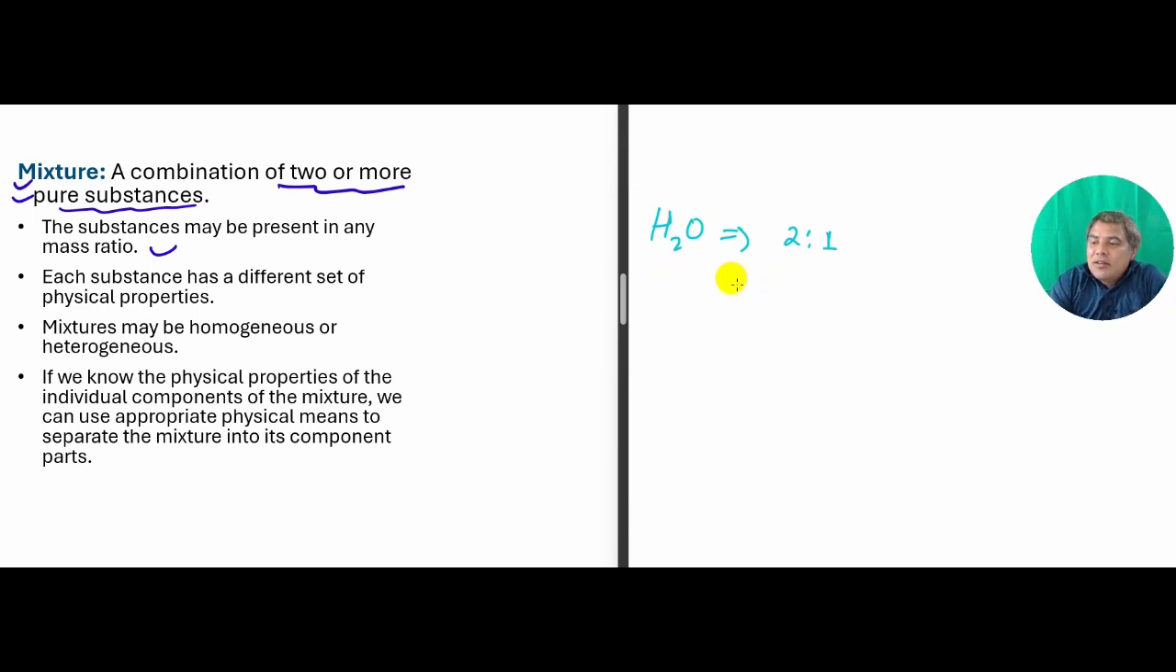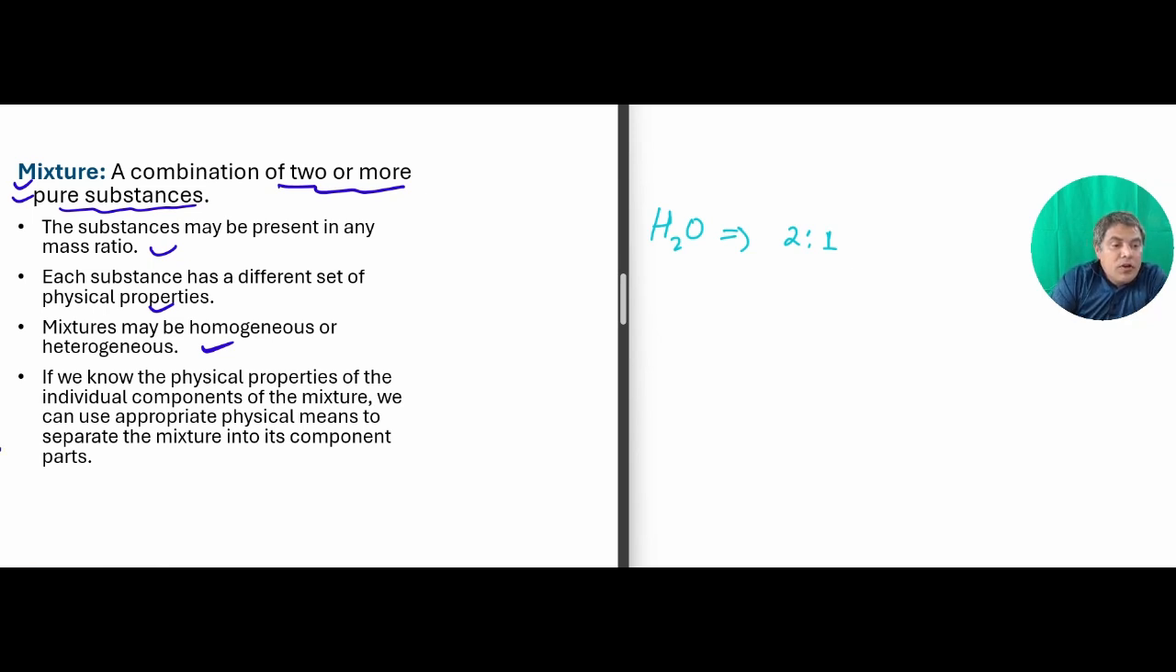You mix sugar and water, it's not necessary 1 to 2 or 2 to 1. 2 kg sugar, 5 liter water, 2 kg sugar, 100 liter water, anything can be. Each substance has a different set of physical properties. Sugar has different physical properties, water has different physical properties, right? A mixture may be homogeneous or heterogeneous. We said that last time.